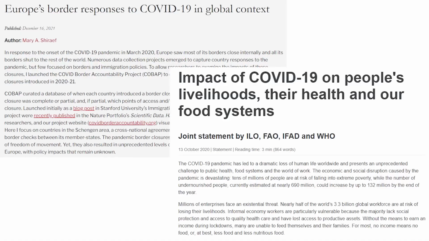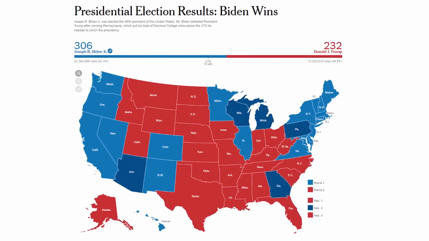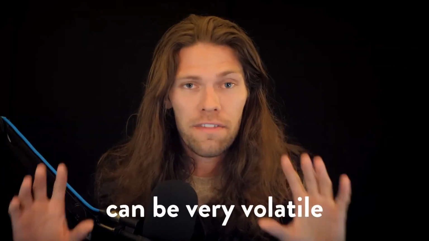And spoiler alert, the tools that we're going to discuss today can't account for which way investor sentiment is going to go in response to headlines and other global events. There isn't a candlestick that can predict a global pandemic or election results, unfortunately. And if you find a fortune-telling candlestick, keep it to yourself, but DM it to me, but keep it to yourself. Now, investing, especially in crypto, can be very volatile.